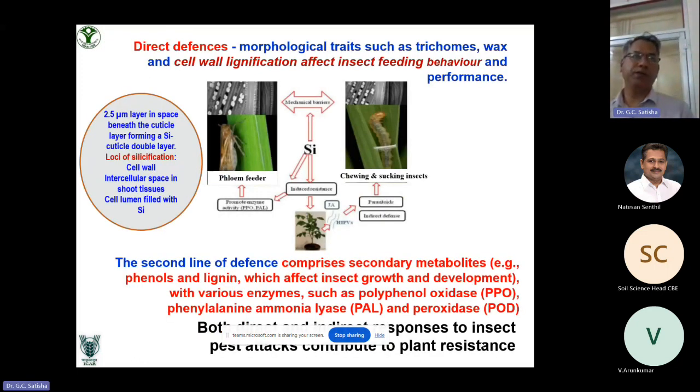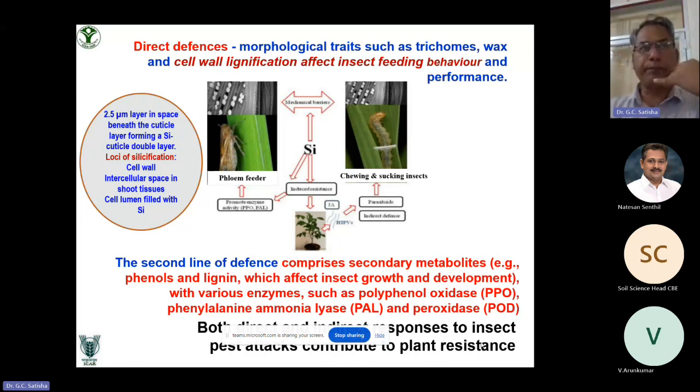Another most important thing: we know silica plays a significant role in two ways. It acts as a chemical barrier, and the other is a physical barrier. The mechanical barrier means that once silica is absorbed into the shoot system or the leaf system, it forms a typical double layer, a silica gel-like layer, immediately beneath the cuticle of the leaves. This creates rigidity and strength.